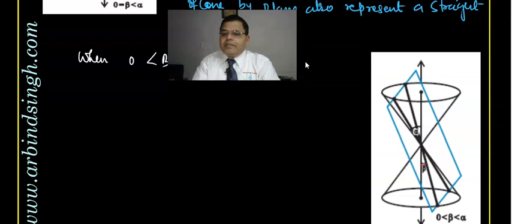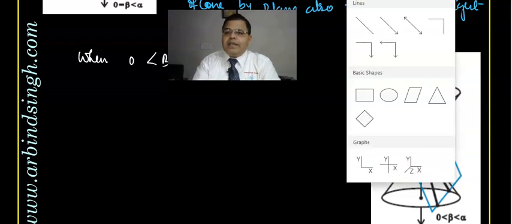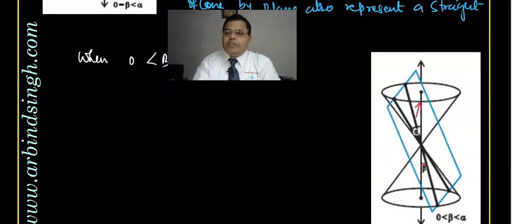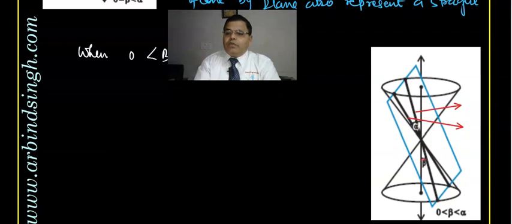In that case, this plane will intersect at two straight lines. This one is also a line and this one will also be a line. So there will be two straight lines in that case. One line and this is another line. One of the lines is this and another line is this. So let me write here one. There will be two lines, so it will represent a pair of straight lines.